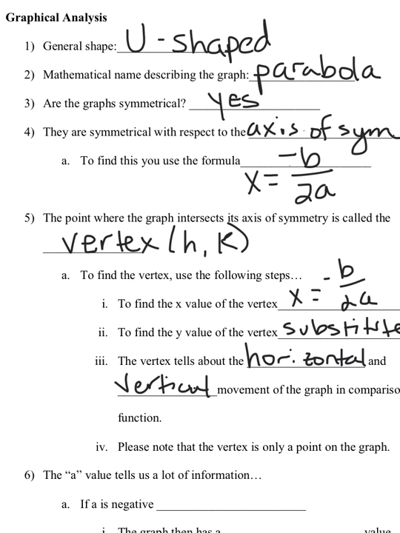The point where the graph intersects the axis of symmetry is called the vertex, and we usually represent the vertex as (h, k). To find the vertex, use the following steps. First, find the axis of symmetry, find that x value. That's going to be your x value for your vertex. You then take the x value for your vertex and plug it into your equation and find the y value. This will give you your vertex. The vertex tells about the horizontal and vertical movement of the graph in comparison to the parent function.